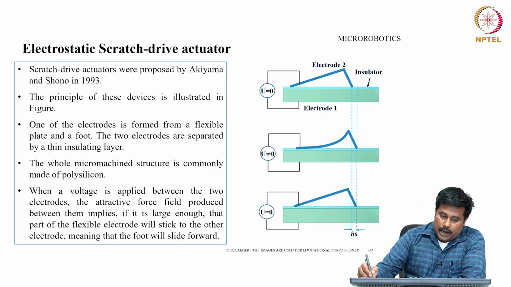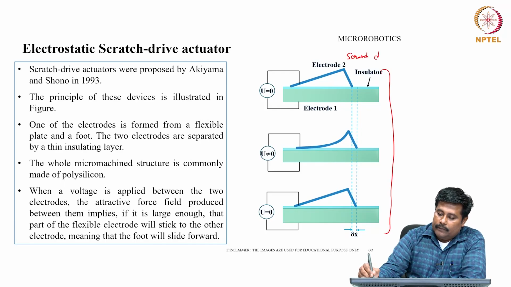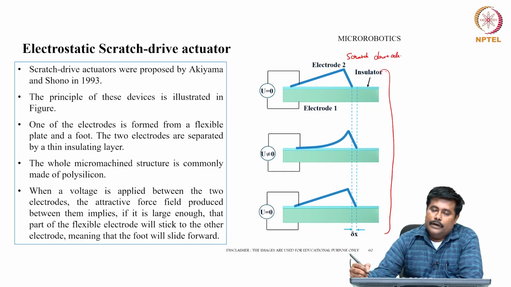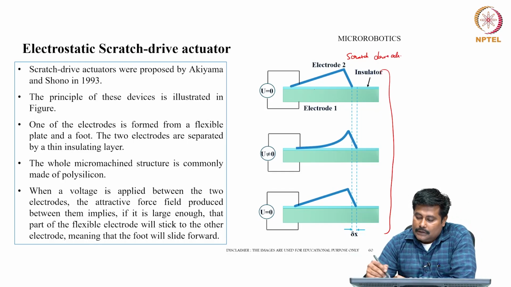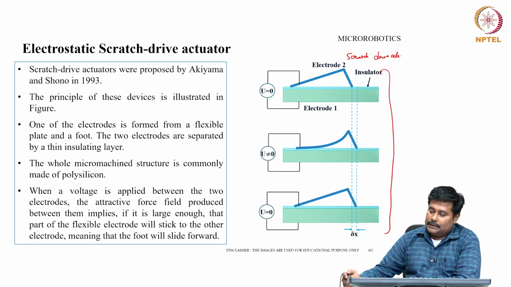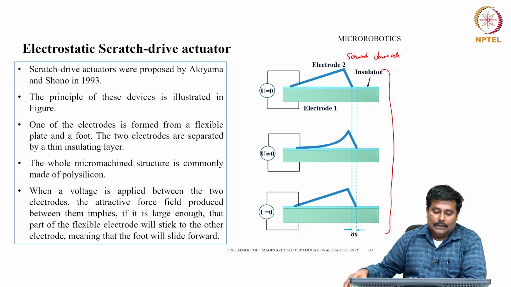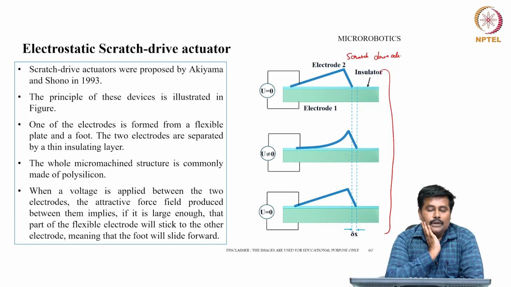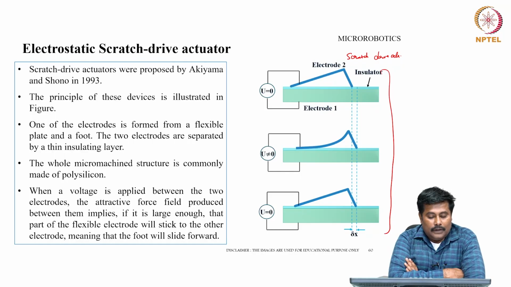So, this actuator is called a scratch drive actuator. If we look into its overall configuration, it has an insulator, then there is an electrode, and then we have a biasing capability in order to generate the electrostatic charge. These scratch drive actuators were proposed by Akiyama and Shono in 1993. The principle of these devices is reported here.